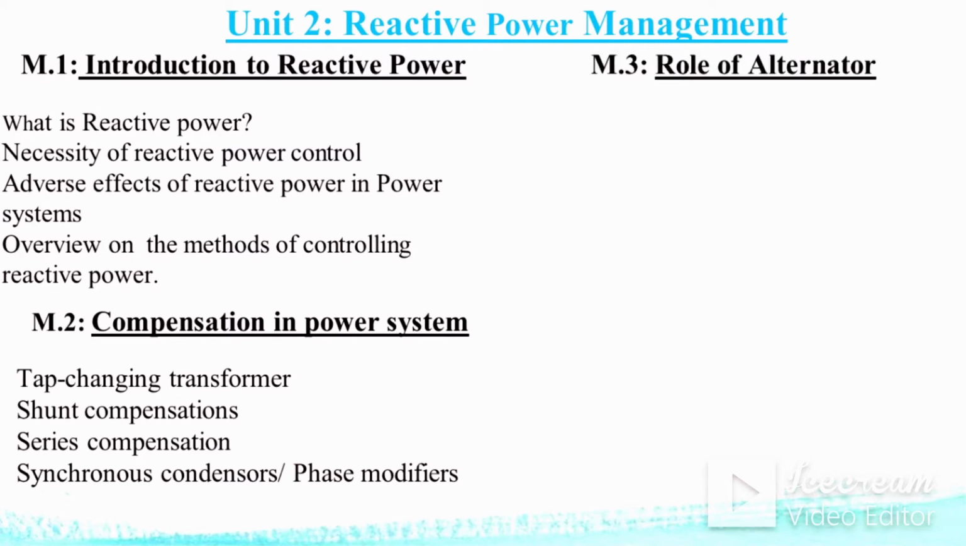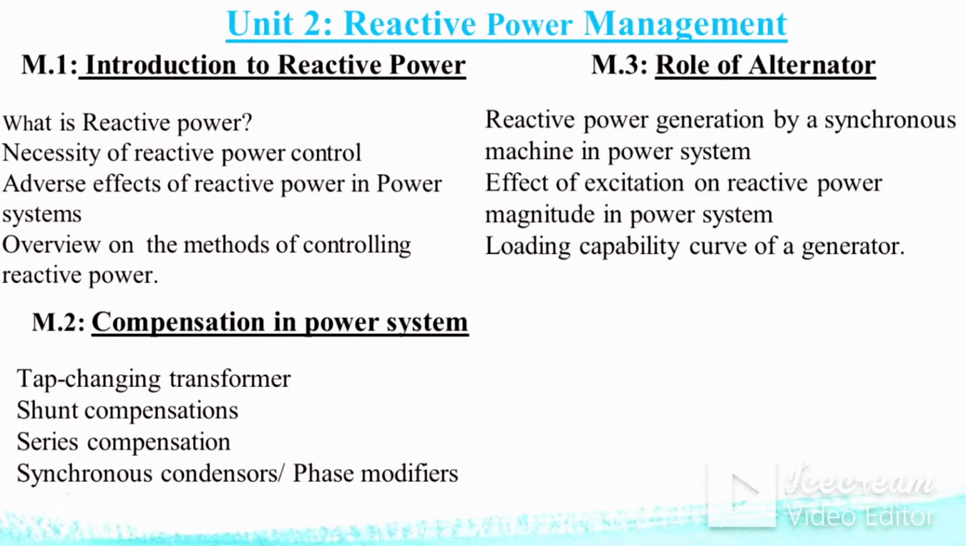In the third module, we are going to study the role of the alternator in managing reactive power. Here, we see how reactive power is generated by the synchronous machine, by varying the excitation in the synchronous alternator, and how we manage the reactive power magnitude. And the last topic is the loading capability curve of this synchronous generator or alternator.